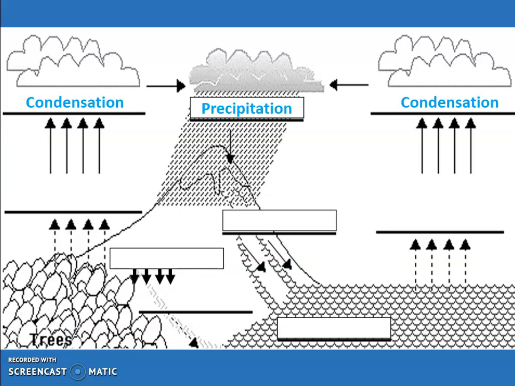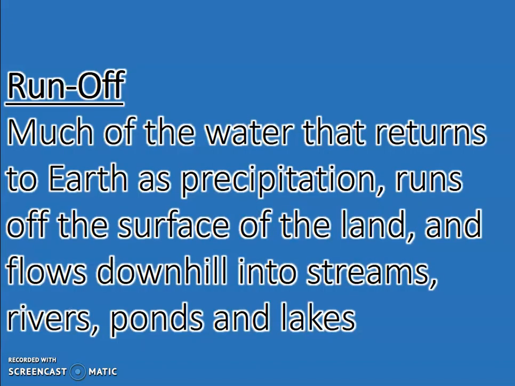Okay, next up, once that precipitation falls to the earth, it's going to do one of 2 things. We're going to look at the first one, which is when that precipitation runs off the surface. So runoff. Much of the water that returns to Earth as precipitation runs off the surface of the land and flows downhill into streams, rivers, ponds, and lakes.